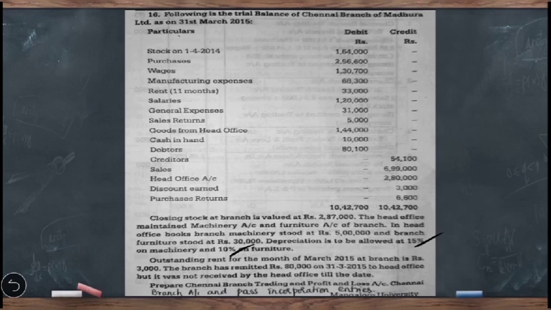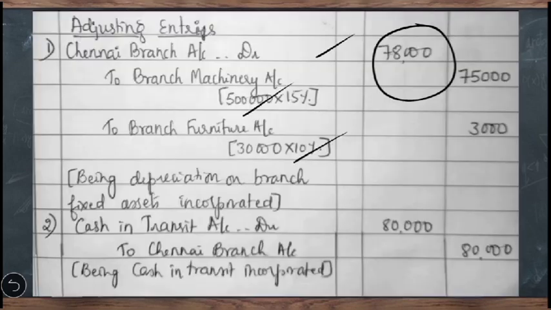Then the second special transaction given here is that on 31st March 2015, branch has remitted 80,000 to the head office, but it did not reach the head office till the last day of the financial year. So, it becomes the cash in transit. Now, what is the entry for cash in transit? Cash in transit account debit to Chennai branch account. The narration could be: being cash in transit incorporated. After passing these adjusting entries, the next entries will be for incorporation.